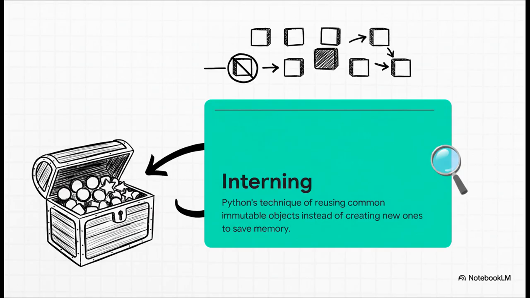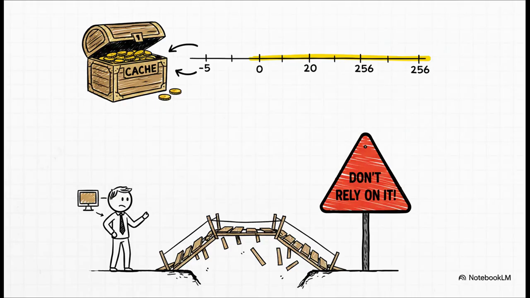The answer is a really slick optimization called interning. See, to save time and memory, when Python starts up, it pre-creates a whole bunch of common immutable objects, like small integers. So when you ask for one of those numbers, Python doesn't bother making a new one. It just hands you a reference to the one it already has in its cache. And that solves our little mystery.